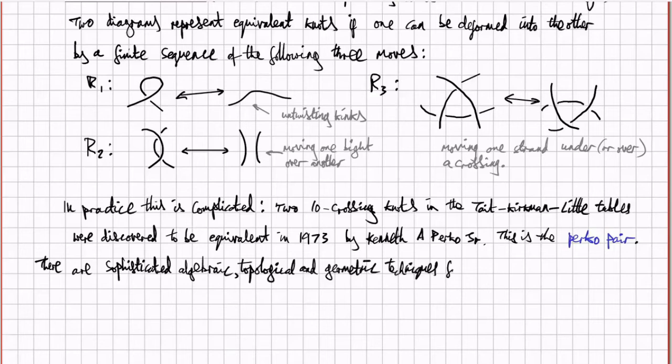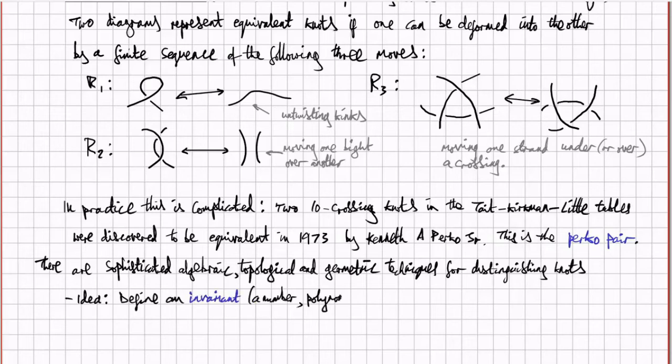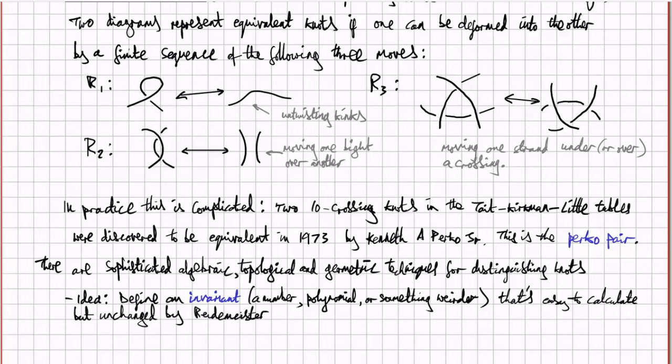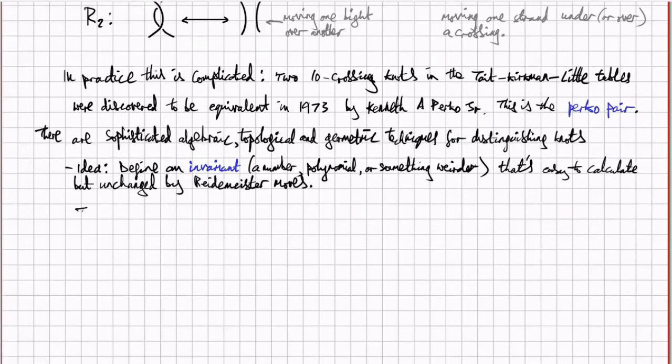So actually we end up using and developing sophisticated algebraic and topological and geometric techniques for telling two knots apart. And essentially the idea here is that we define something called an invariant, a knot invariant. And this can be a number, it can be a polynomial, or it can be something a bit weirder and more esoteric like a group or something like that. And we want something that's in principle easy to calculate either by hand or by assistance of a computer, and we need it to be unchanged by Reidemeister moves.